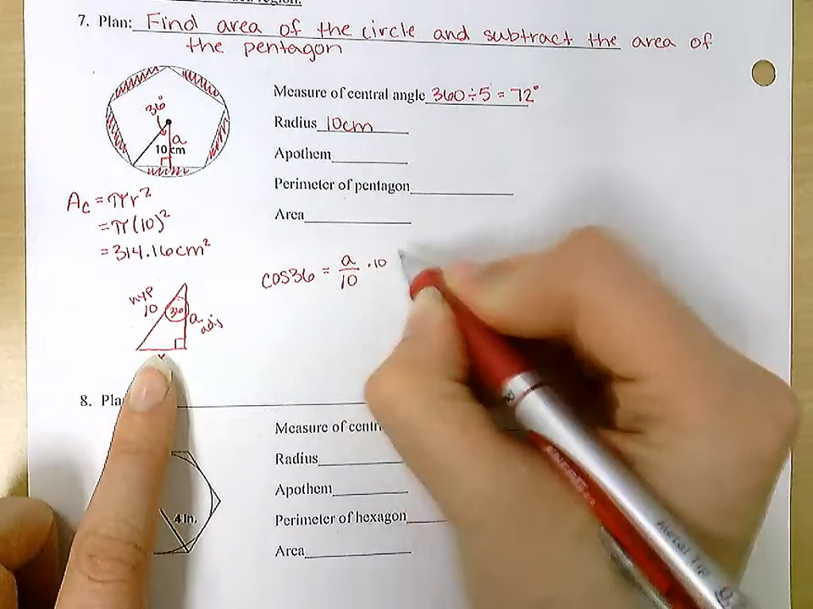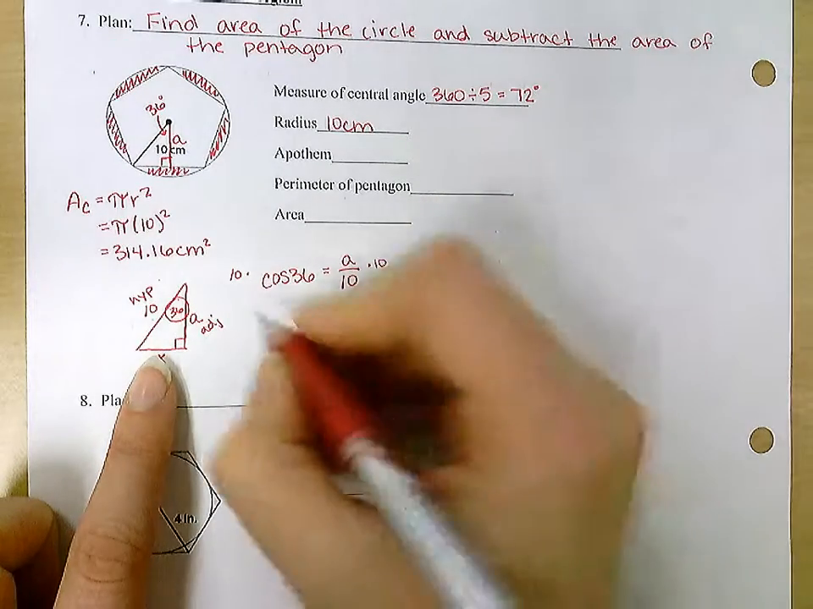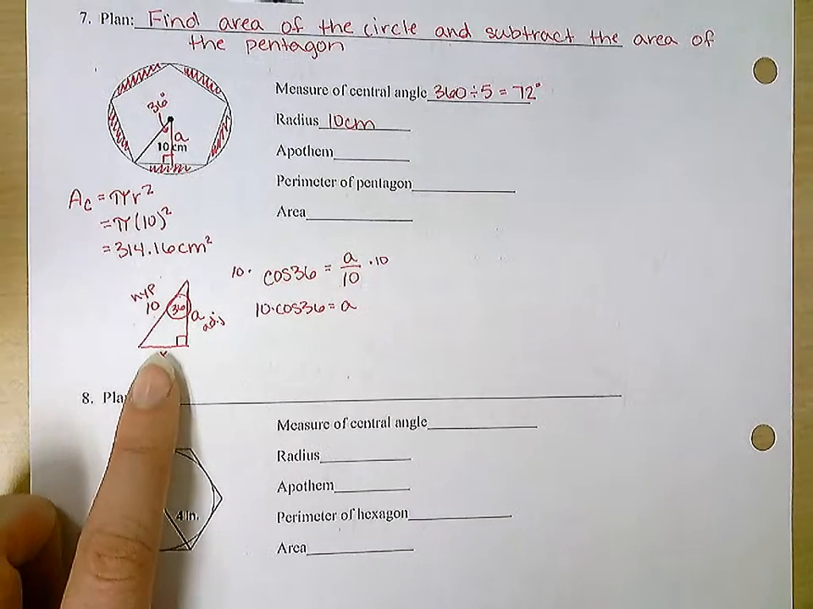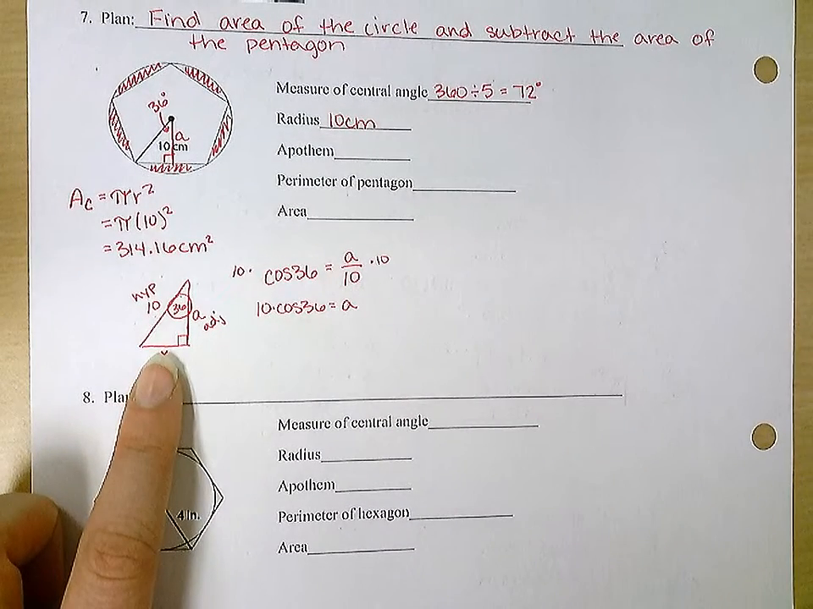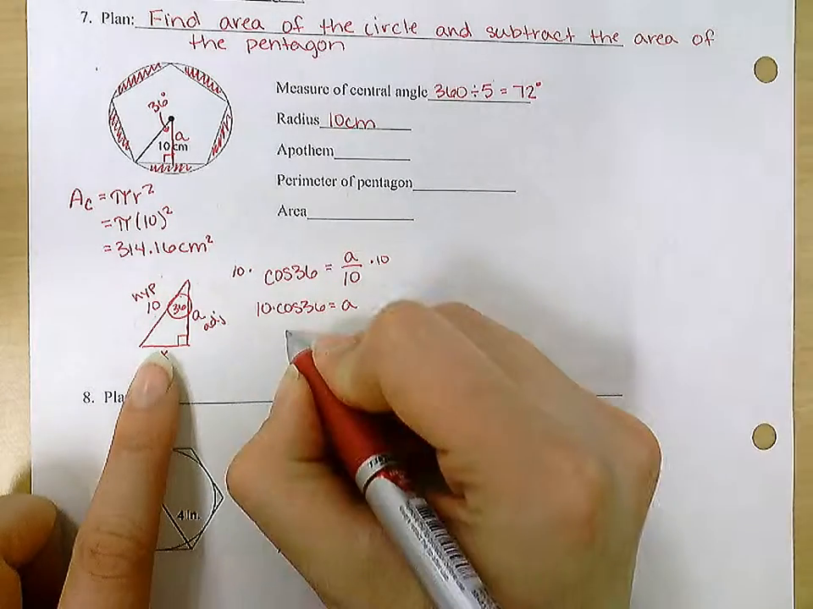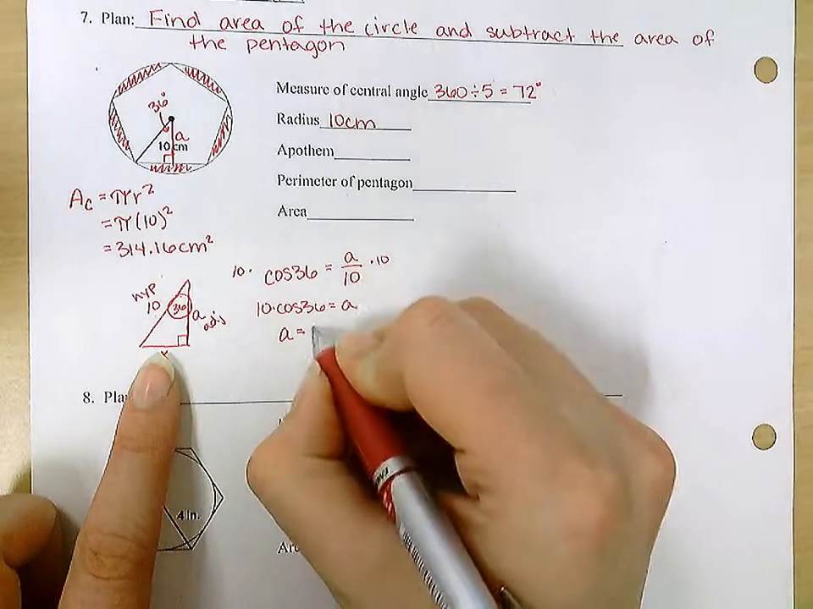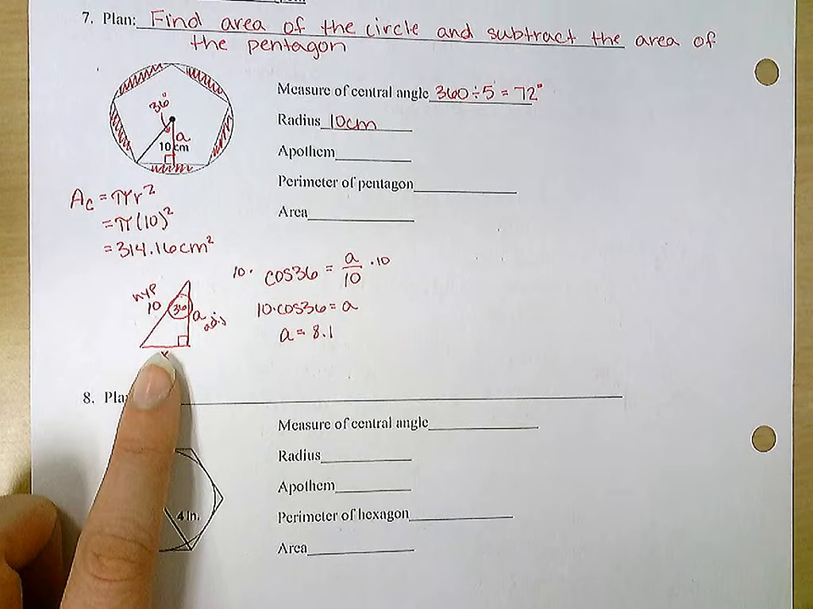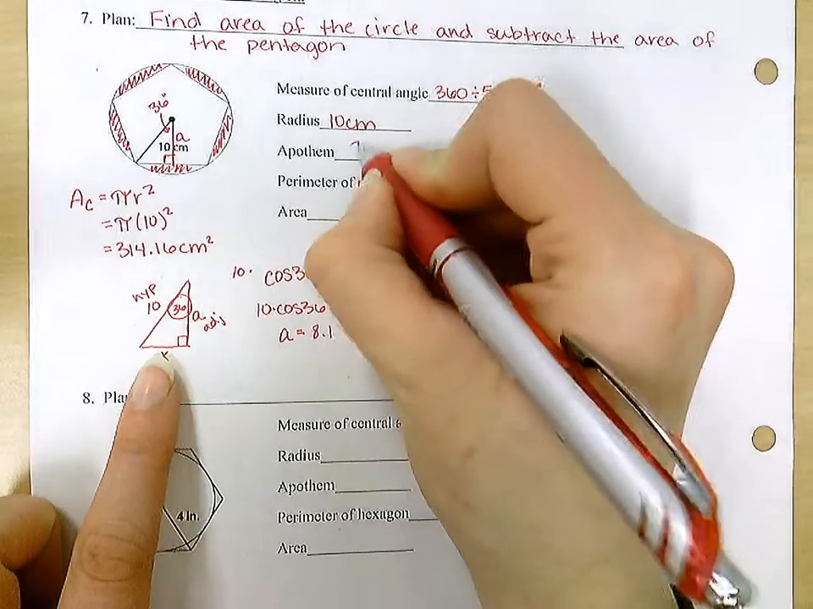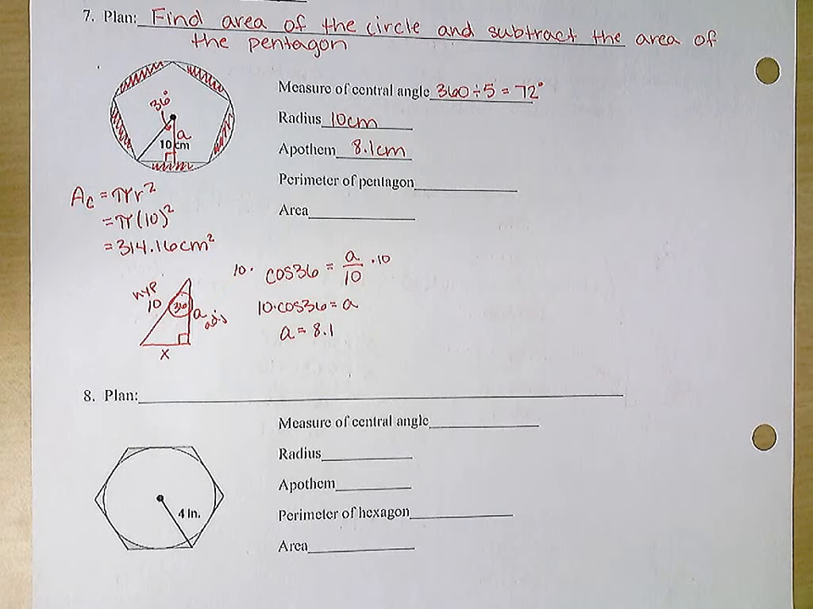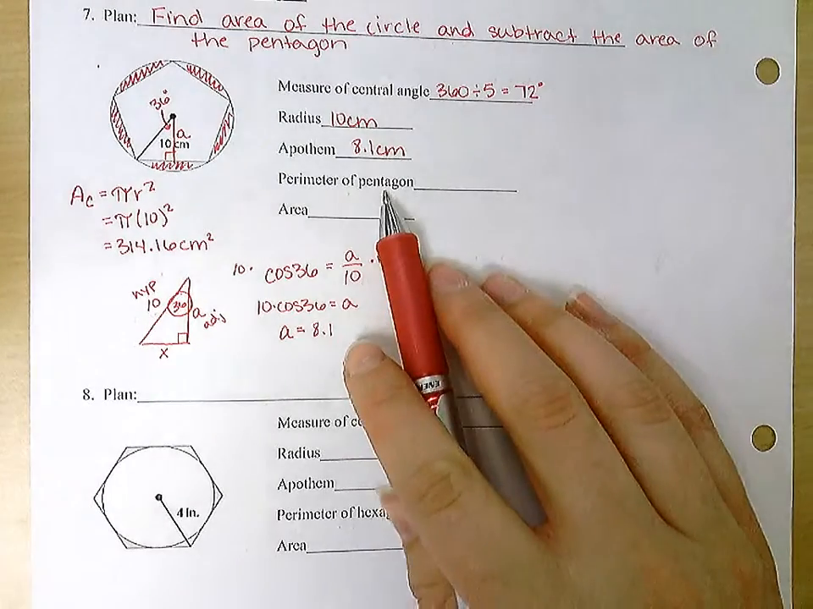Multiply both sides by 10. So we have 10 times the cosine of 36 is equal to A, and we can plug that into our calculator. I got 8.1. So the apothem is 8.1 centimeters. Now we do need the perimeter of this pentagon.